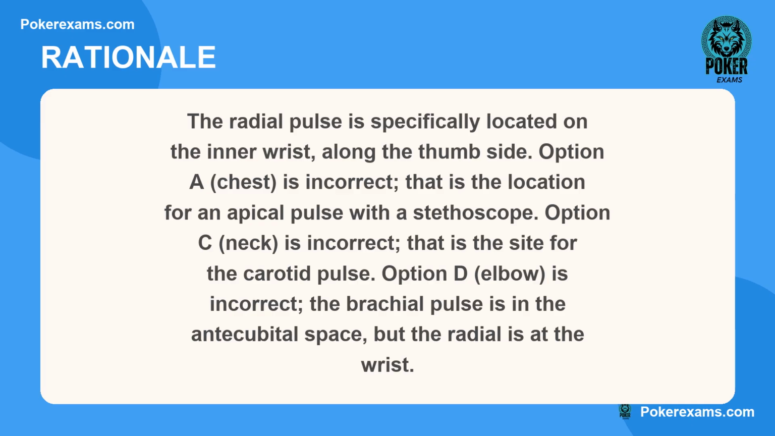Option C, neck, is incorrect. That is the site for the carotid pulse. Option D, elbow, is incorrect. The brachial pulse is in the antecubital space, but the radial is at the wrist.